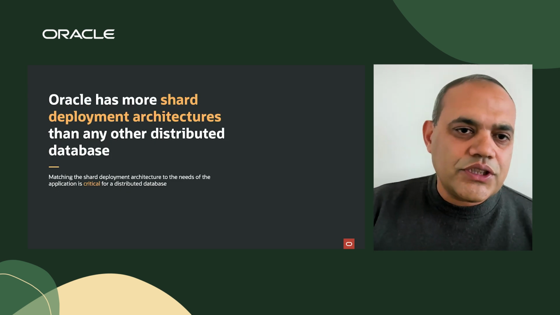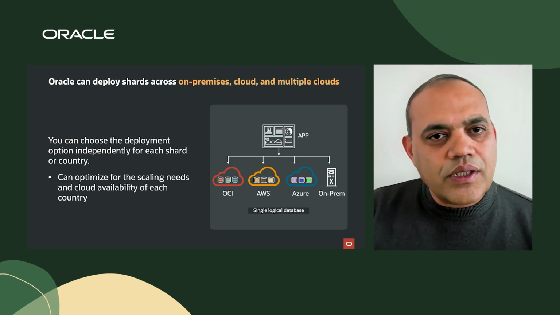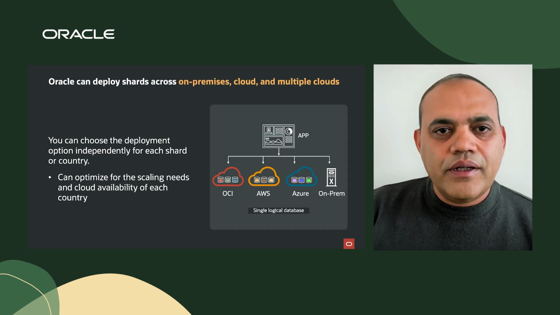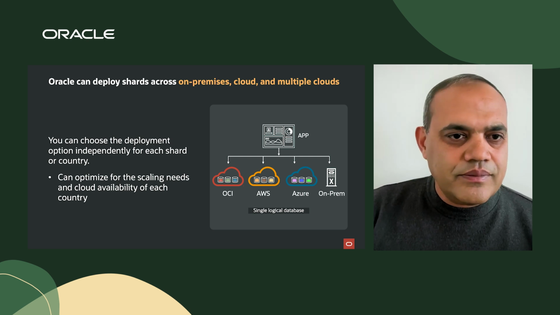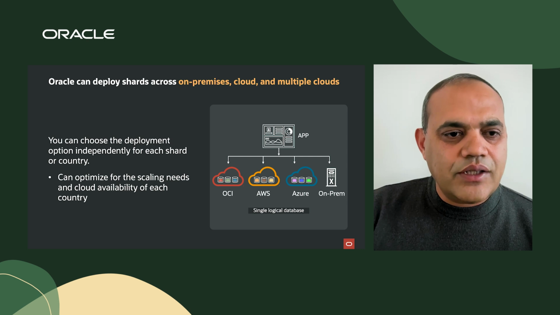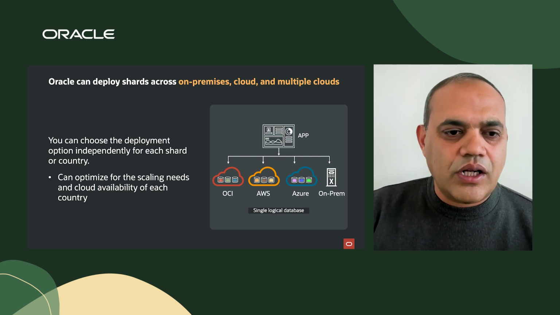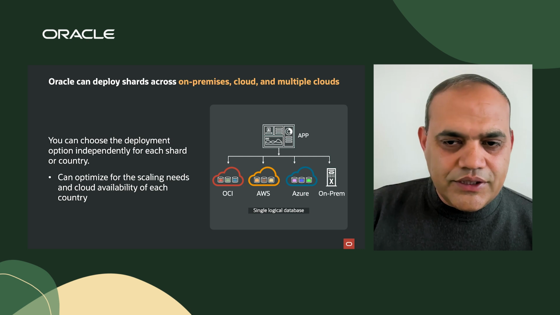Oracle has more shard deployment architectures than any other distributed database. Oracle shards can be deployed across on-premises, cloud, and multiple clouds. You can choose the deployment option independently for each shard or country. It can further be optimized for scaling needs and cloud availability of each country.